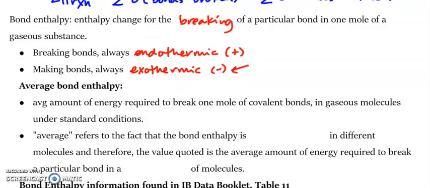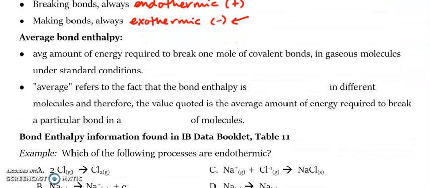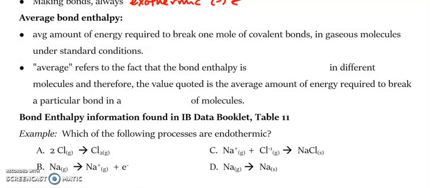All right, so we look up the amount of energy, this bond enthalpy. We look this up on a table, so this is in your data booklet, and it's an average amount. It's an average amount to break 1 mole of gaseous molecules under standard conditions. Average refers to the fact that the bond enthalpy is different in different molecules. And therefore, the values quoted are the average amount required to break a particular bond in a range of molecules. So they look at a whole bunch of different ones. Like a C-O bond you could have in a whole bunch of different molecules, so they kind of average those out.